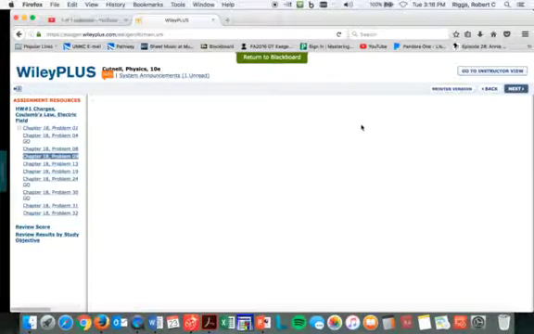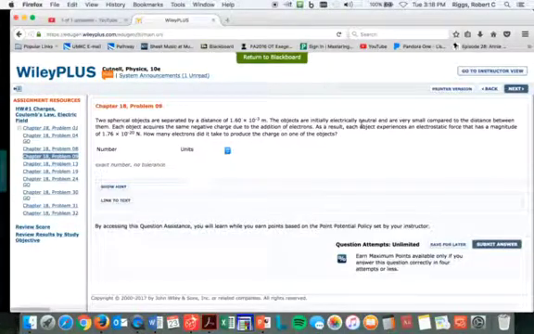What's the next one? The two are separated by a distance of 1.6 times 10 to the negative 3. The objects are initially electrically neutral and are very small compared to the distance between them. Okay, so we don't have to figure out what the center of their mass is. Each object acquires the same negative charge due to the addition of electrons. As a result, each experiences an electrostatic force that has a magnitude of, okay, so how many electrons did it take to produce the charge on one of these objects?